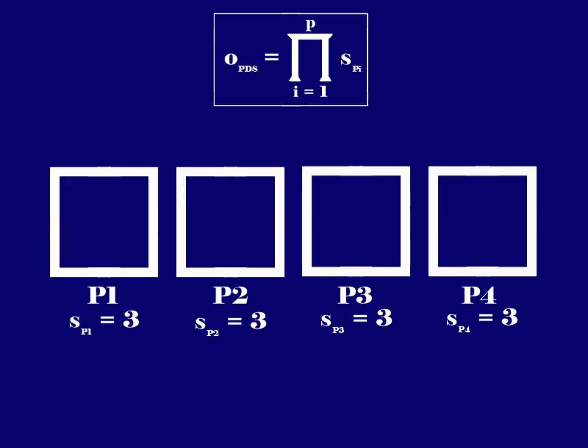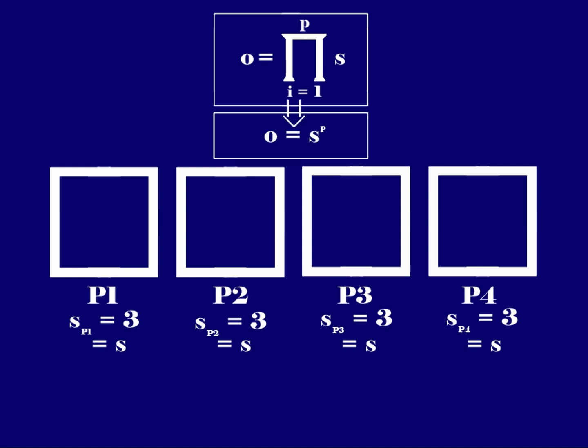Now let's say that all symbols can be used in every position. From that we can state that the amount of symbols in any position is equal to the amount of symbols overall. We can change this in the formula, because we keep multiplying by the amount of symbols overall. As you can see here, we multiply the amount of symbols overall p times, so we have the definition of an exponent.